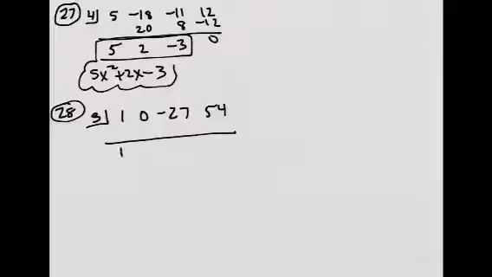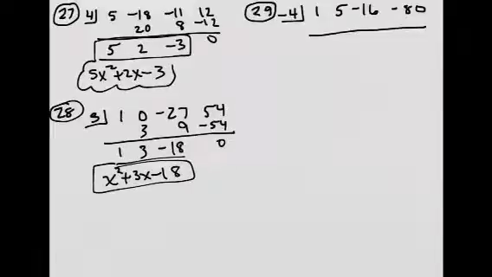So you bring down the 1. So 1 times 3 is 3. 3 plus 0, 3. 3 times 3, 9. Negative 27 plus 9 is negative 18. Negative 18 times 3 is negative 54, and we get 0. So these three numbers here mean x squared plus 3x minus 18. So that's the other factor.